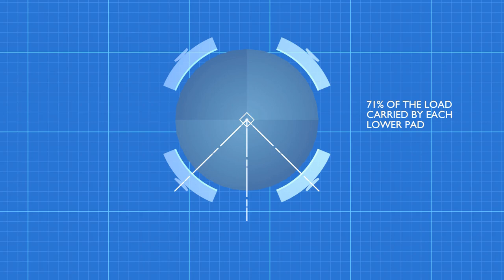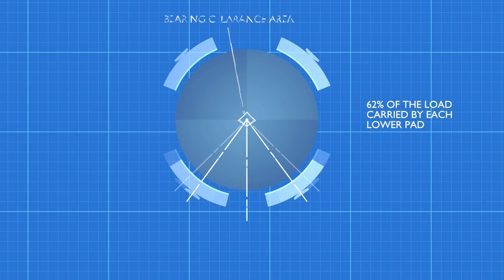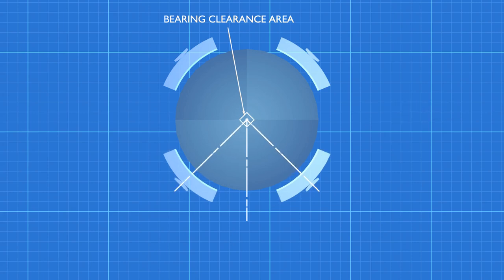Maybe we can rotate the lower pads in the 4-pad bearing to the same location as the 5-pad bearing. If you did this, the lower pads in the 4-pad bearing would also carry 62% of the vertical load, but you opened up the bearing clearance area.